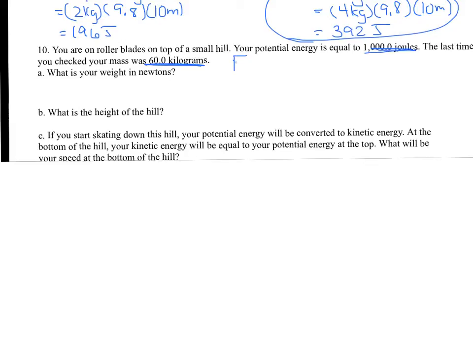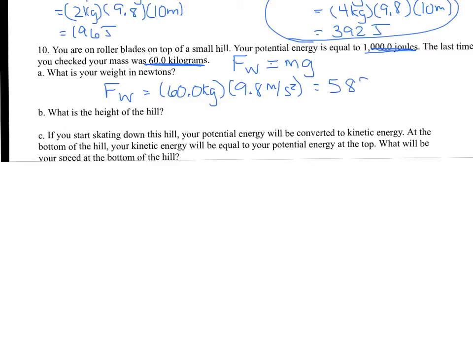Now remember from previous equations written on the front page that Fw, the weight, is equal to your mass times gravity. So for this one, we're simply going to take our 60 kilograms times 9.8 meters per second squared, and 60 times 9.8 gives us 588 kilogram meters per second squared, or 588 newtons. And then in B, it's asking us to find the height of the hill.